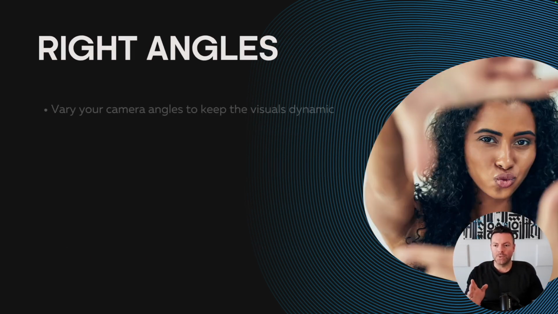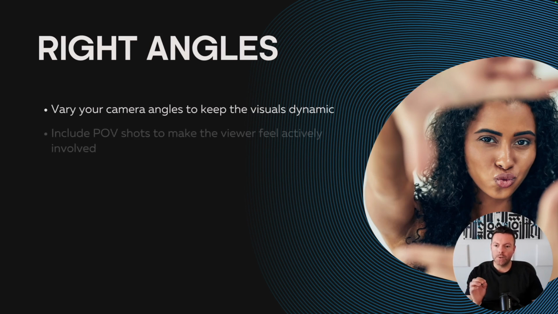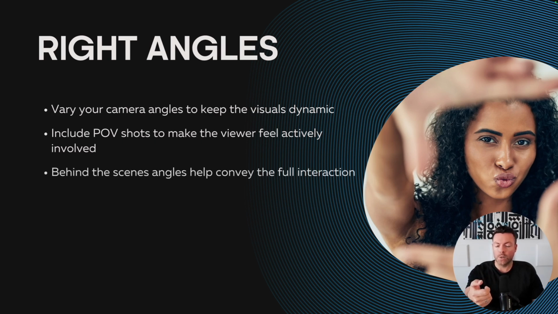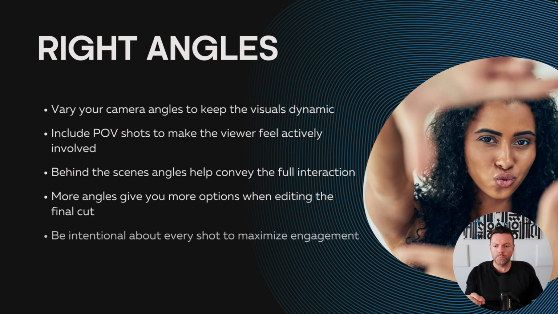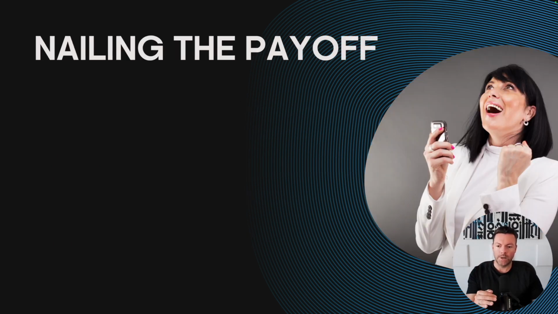All right, let's talk about angles now. Vary your camera angles to keep the visuals dynamic. Include point of view shots, POV, to make the viewer feel more actively involved. Okay, so showing you walking towards something or going somewhere and they're looking at something. Could be your computer, could be anything, but use that as a great angle. And also do a behind the scenes angle to help convey the full interaction. That's another way you could do it as well. And more angles give you more options when editing the final cut. So you always want to get more footage than you think you're going to need, because you never know what's going to look good when you piece it together in the final edit. And be intentional about every shot to maximize engagement. Again, every second counts here.